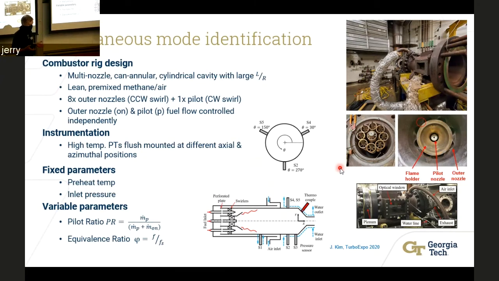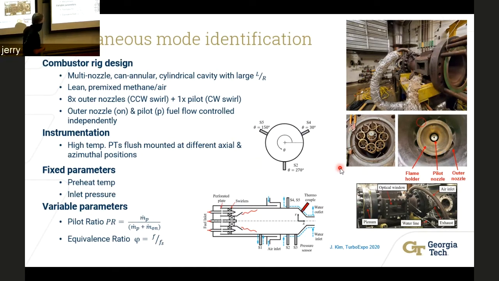There are 8 outer nozzles, as I said, and we control the fuel flow by tuning the pilot ratio, which is just the mass flow through the center nozzle in proportion to the sum of the pilot mass flow rate with one of the outer nozzle mass flow rates. We also have the equivalence ratio, which is just the ratio of your actual fuel-air proportion to the stoichiometric. So we vary these two parameters in our experiments.